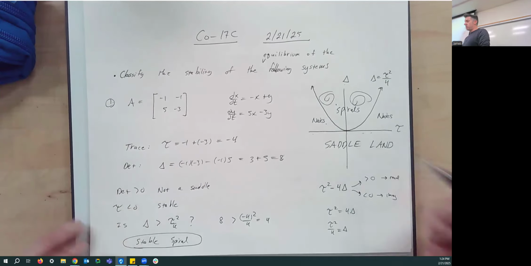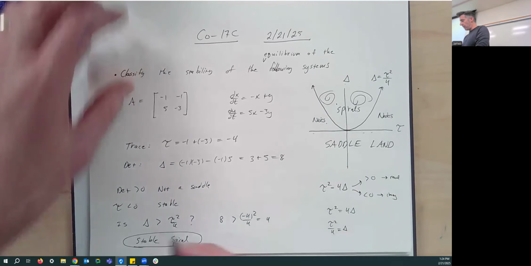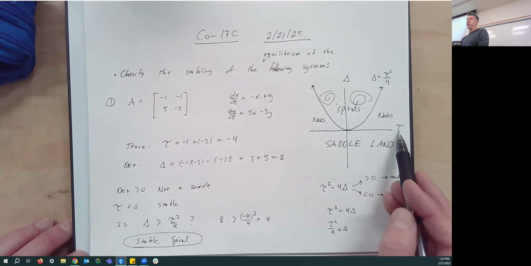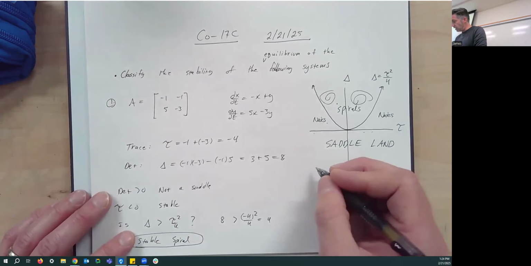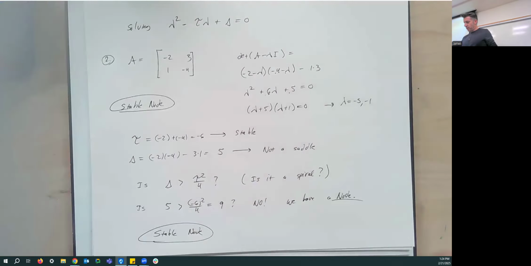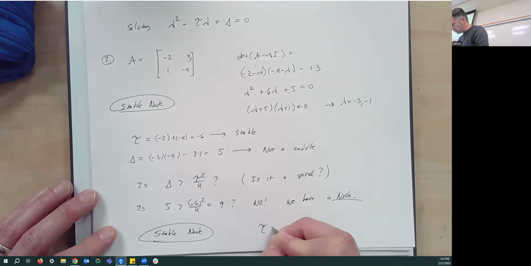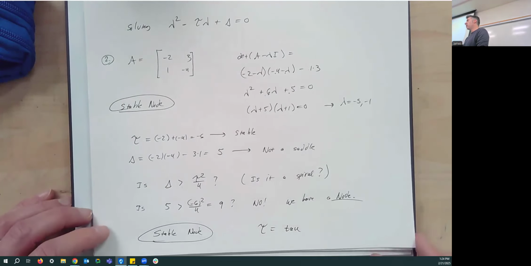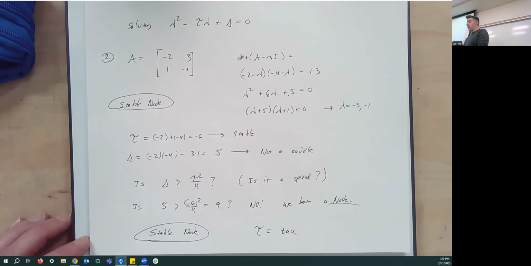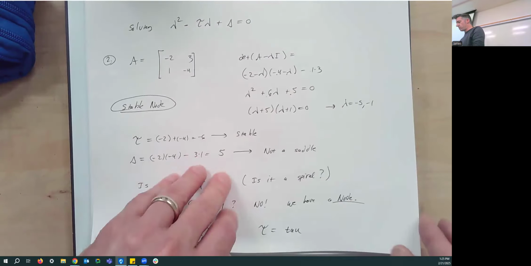Tau. So these are just Greek letters. Capital delta, you're probably familiar with. Lowercase tau is just a Greek letter, spelled T-A-U. So let me write this down here. Tau is the trace. So the trace. So sure, fine. Leave that on the floor.